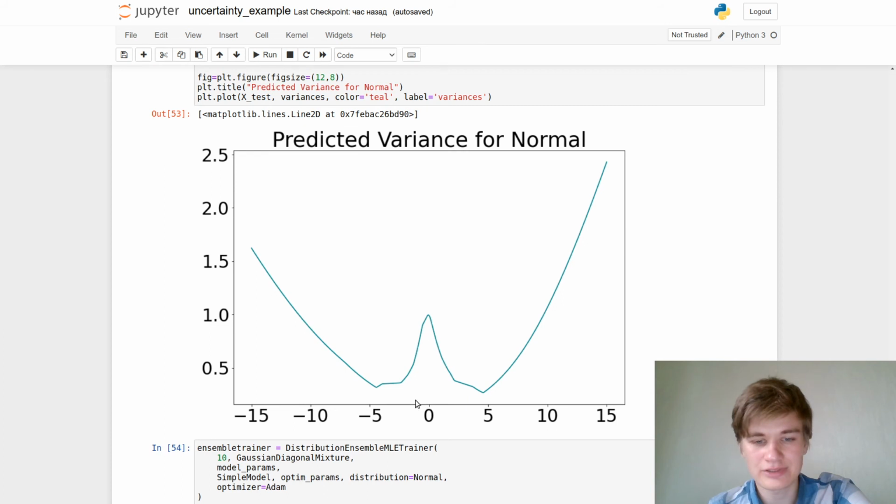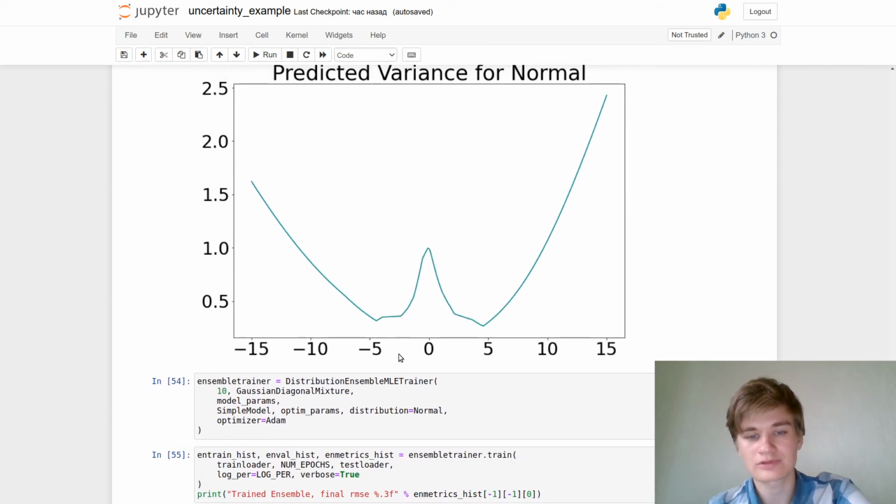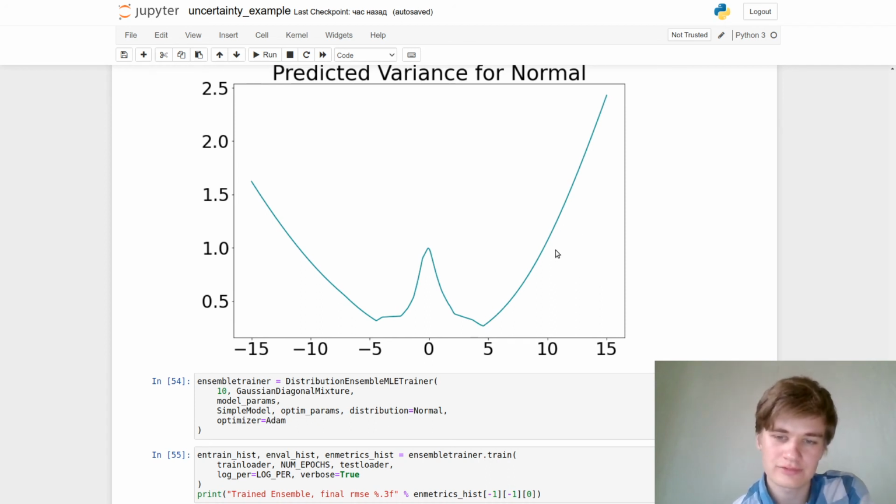But in general, our Gaussian model has high variance nearby 0, because we have high noise here, and its variance also grows from 5 to, let's say, infinity, because it understands that this region is new, and it hasn't got any information about it from the training dataset.